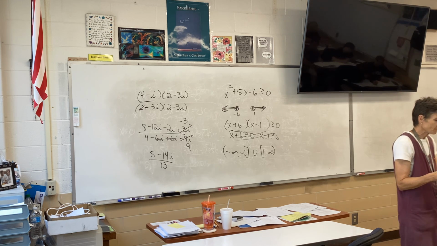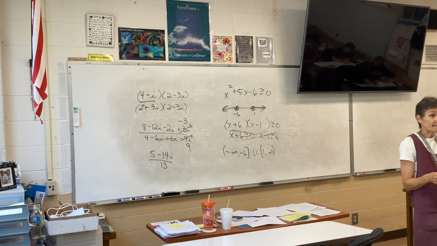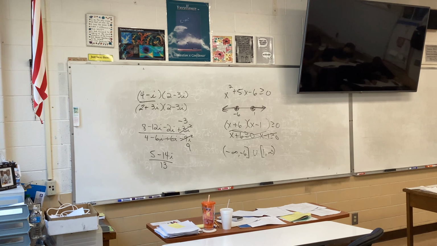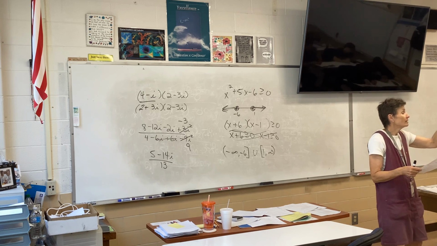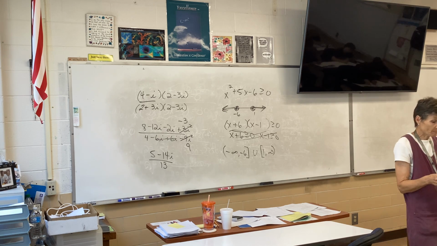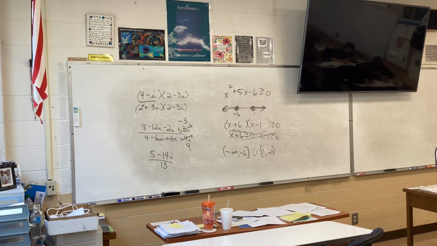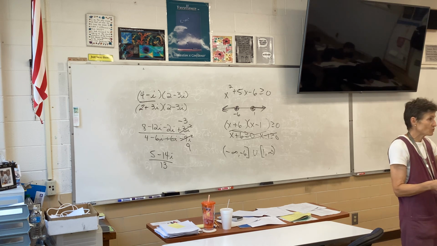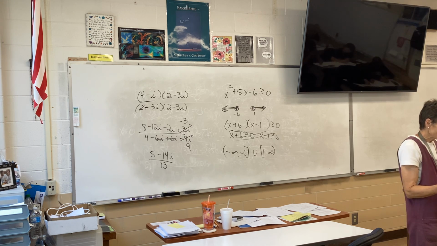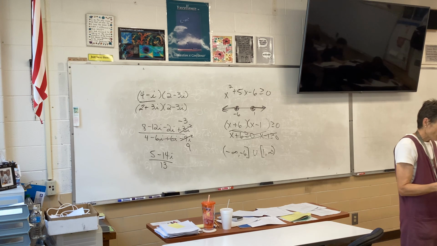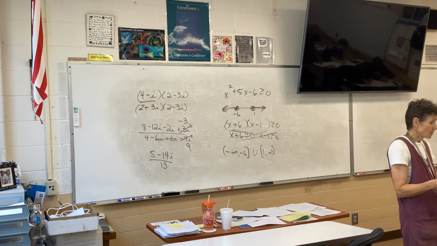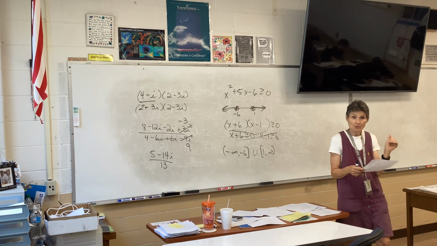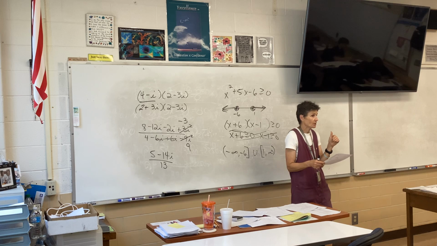What's B? Identity for addition and multiplication. What's C? Inverse for addition and multiplication. What's D? Distributive, period, distributive. There's no other word, just distributive. And E? Associative. The first one's of multiplication, the second one is of addition.